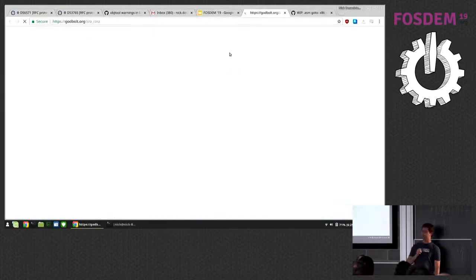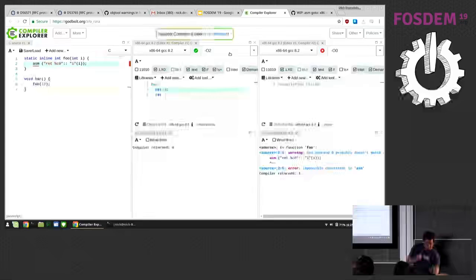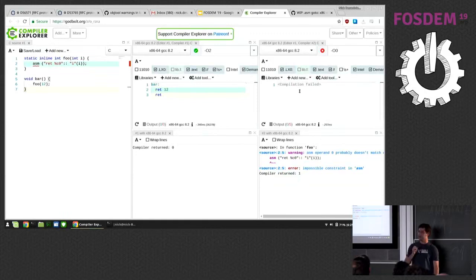Think about it. Okay, did anyone get this? Might be hard to see here, but basically we have a static inline function. The inline function has some inline assembly. It has some constraints on it saying this is going to be an immediate value, like the number 42. And so when we compile this at O2, everything's semantically valid. But if we don't inline that static inline function, it is no longer semantically valid.